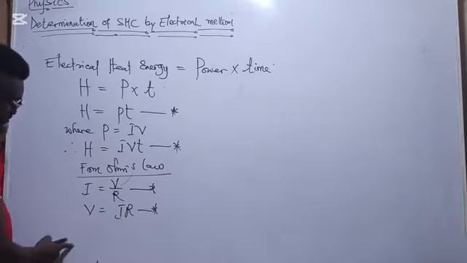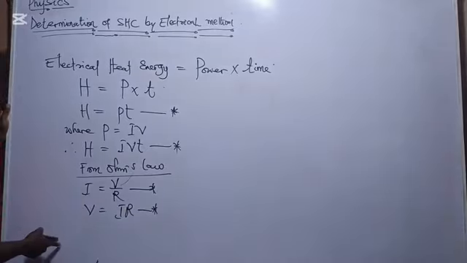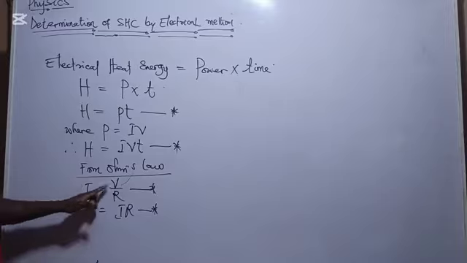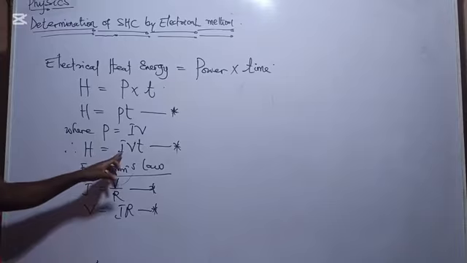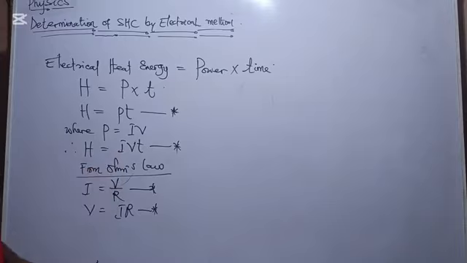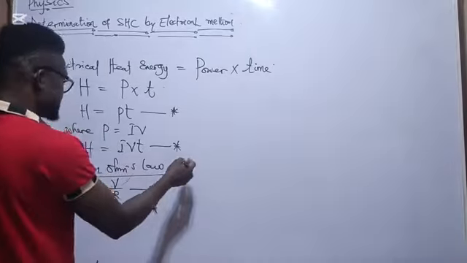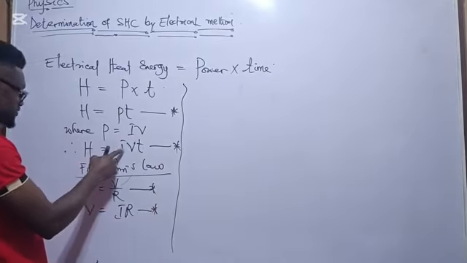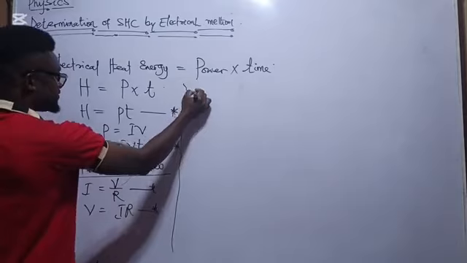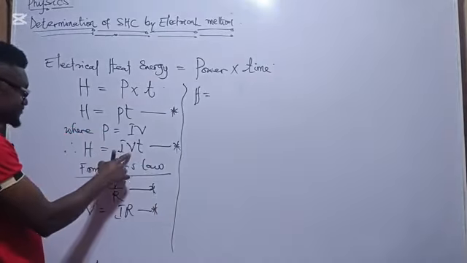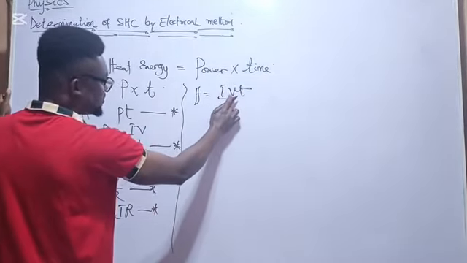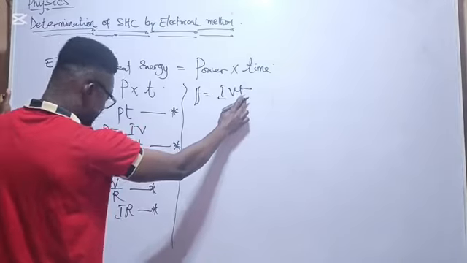Okay? You can still make R the subject. If you make R the subject, you still get another formula. So if we consider I and V, having this formula, we can do the substitution in order to get another form of the formula. When we substitute it in this equation, we have heat equal to IVT. Remember, I is the current, V is the voltage or potential difference, while T is the time.